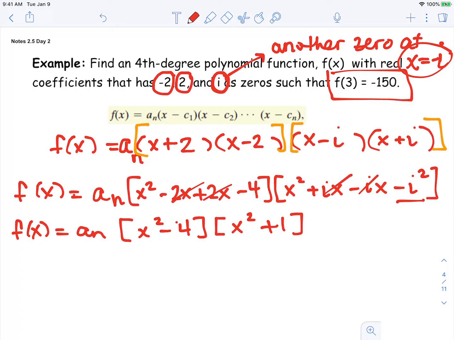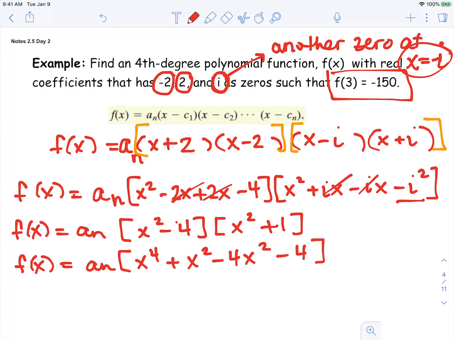Now we have to FOIL again. First, outside, inside, last. Combine your middle terms.